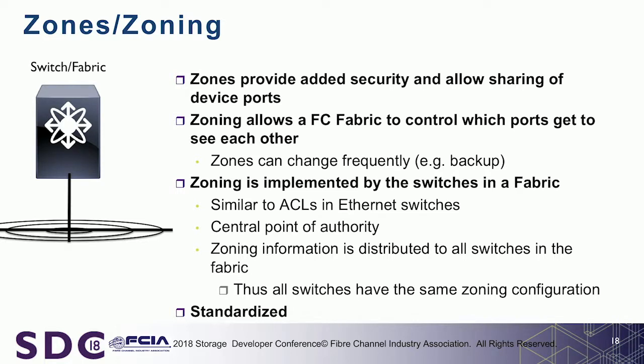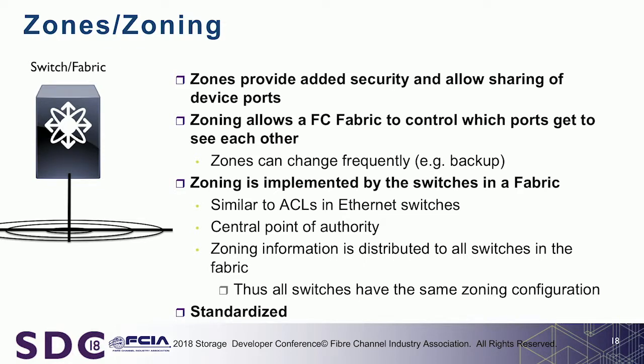The other thing that the fabric does is it provides and enforces zoning. Zoning is there to allow security. You can separate ports and decide which ports can talk to which ones. And the zoning can be dynamic. You can change zoning at night when you do backups and then put it back to the normal running configuration in the morning. The zoning is similar to ACLs in Ethernet.